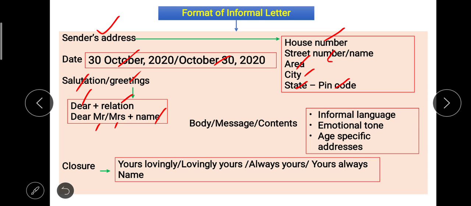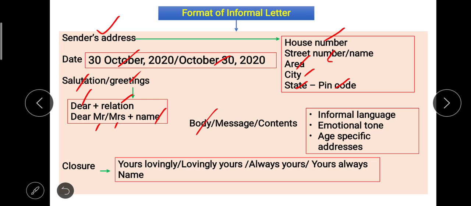Suppose I'm writing to my friend, so it will be dear Mr. Rakesh, dear Mr. Rakesh, or dear Rakesh itself will do. But in place of simply saying dear Rakesh, you can say dear Mr. Rakesh also. After salutation, give single line gap and will come the body of the letter.